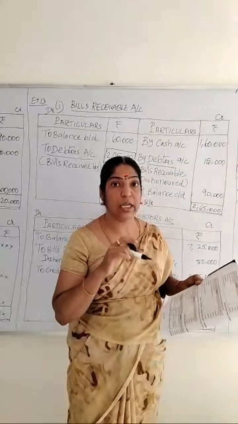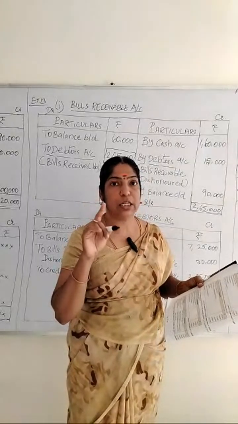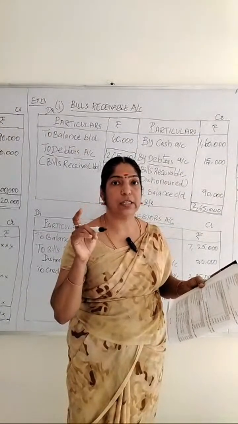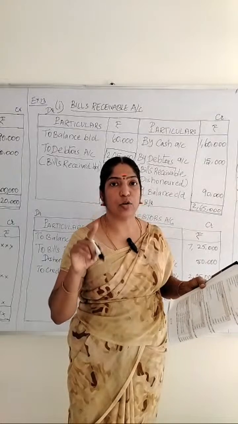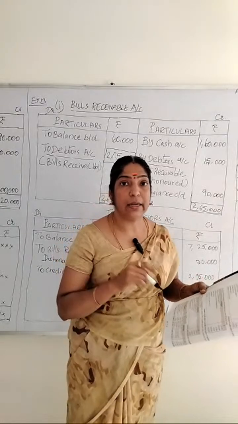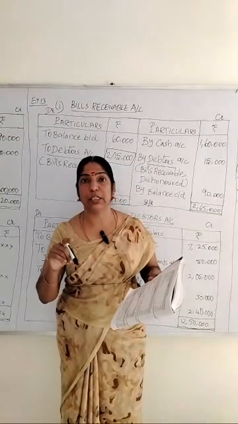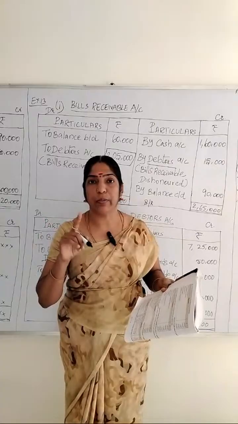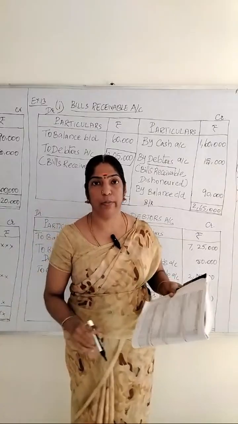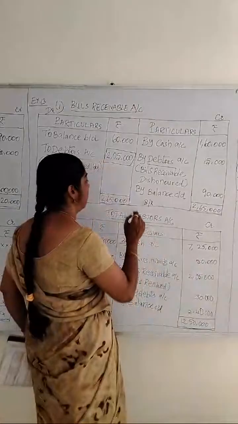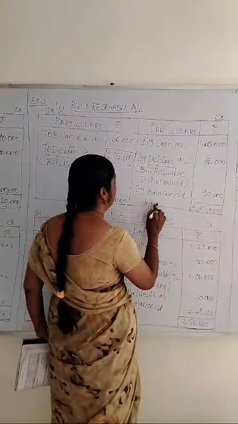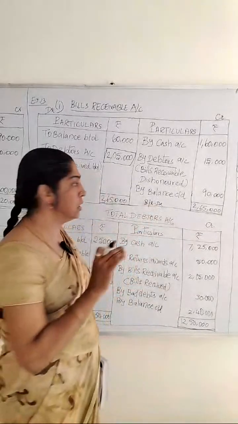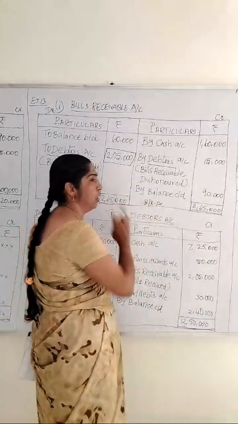Listen, what they have given here is 1st April. 1st April means opening balance. Opening balance of what? Opening balance of the bills receivable. Where does the opening balance of the bills receivable go, the debit side or the credit side? Opening balance of the bills receivable always goes to the debit side. So what you have to write is BR, DR, which means this is the opening balance of bills receivable, and the opening balance goes to the debit side.